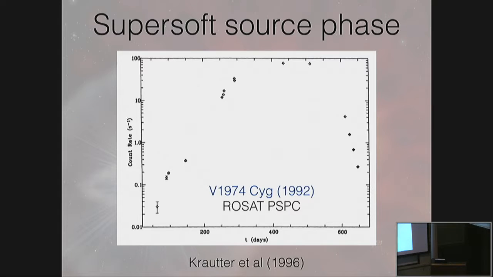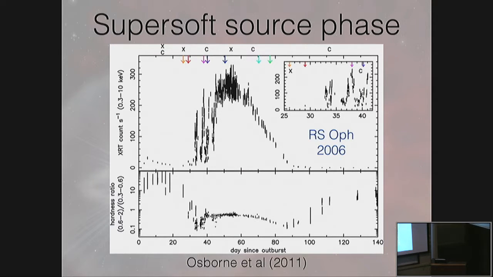Swift, of course, can do many observations of sources like this that last a long period of time. So this time, this is almost 2 years. Swift can cover these things with quite high frequency. Then RS Oph went off, and this is what it looked like. Here we have the blast wave light curve, and then that Supersoft source emergence.